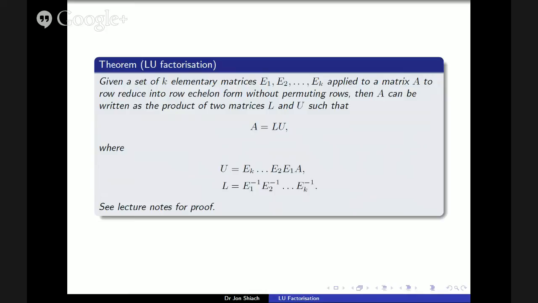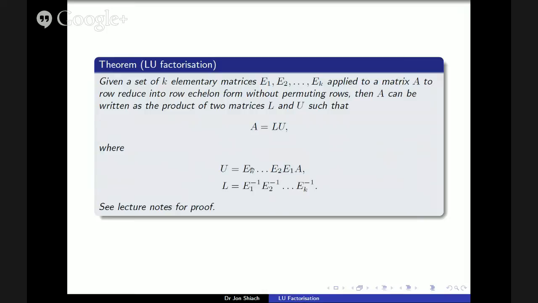Then we can write U as the values of the elementary matrices applied in reverse order. So that's the first one we applied, that's the second one, and EK is the last one. So that gives us U.